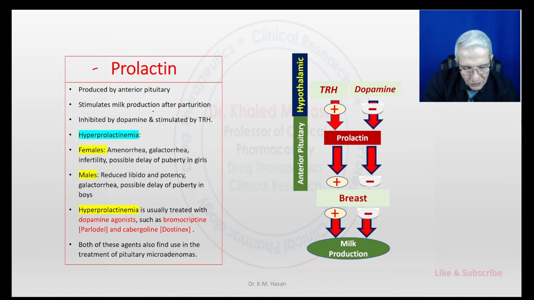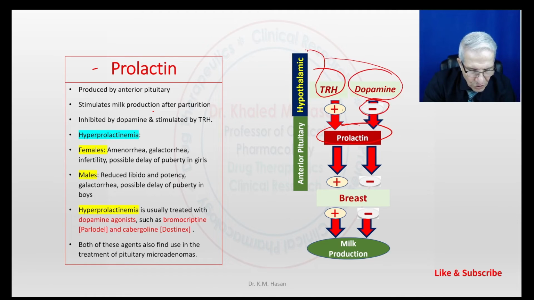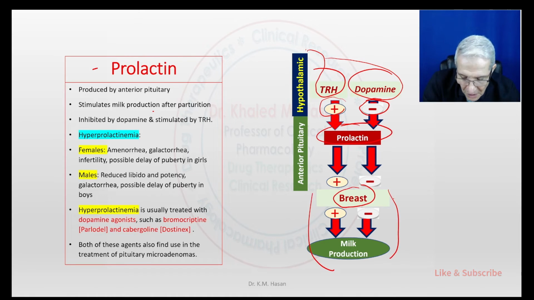Prolactin is under the control of two hormones released from the hypothalamus, TRH and dopamine. Dopamine inhibits release of prolactin, and TRH stimulates release of prolactin. Prolactin affects the breast and induces milk production, especially during breastfeeding and pregnancy. Prolactin is produced from the anterior pituitary and is responsible for production of milk during pregnancy and lactation.